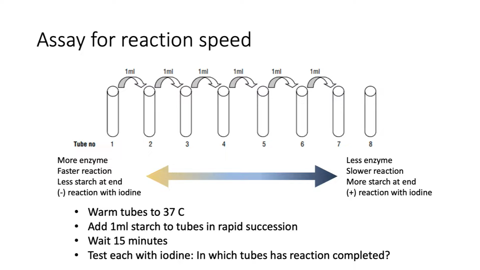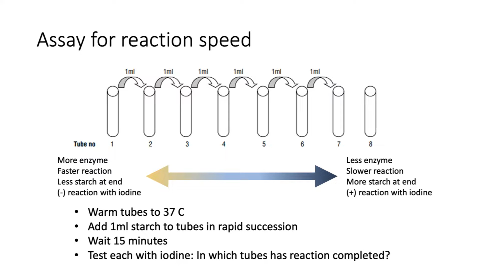Now, let's look at what we might predict. In the tubes on the left, like tube 1, we have more concentrated enzyme, and therefore we should expect a faster reaction. Because of the faster reaction, we should have less starch present at the end after 15 minutes, and therefore we should have a negative reaction with iodine. Over on the right, we have less enzyme, therefore a slower reaction rate, and we should have more starch present at the end. And since we have more starch at the end, we should have a positive reaction with iodine.